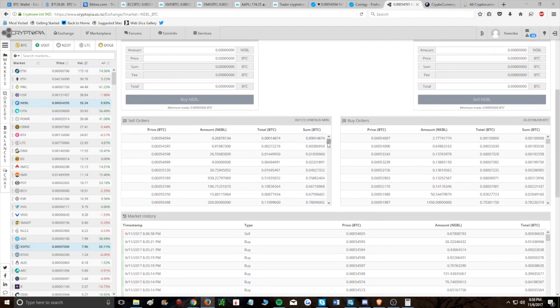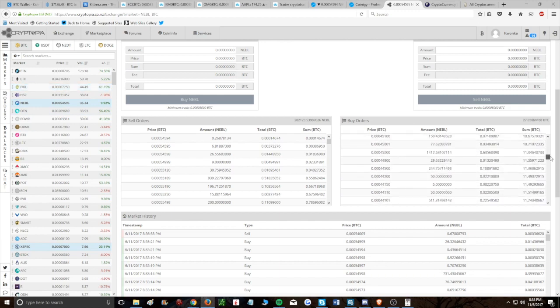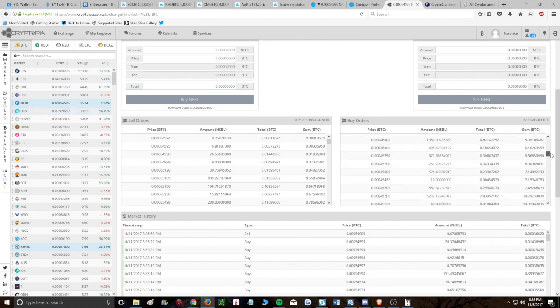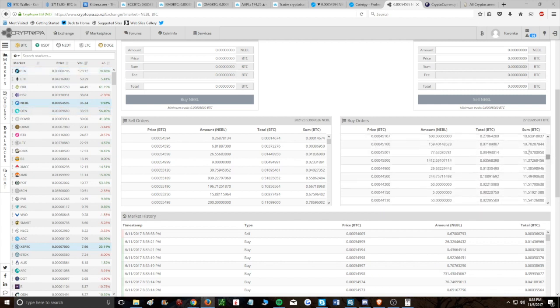And down here, I do like being able to see this because I could scroll down and see the buy orders. Where's the big money sitting? It adds up all these orders together. So, for example, to hit 45,000, someone would need to sell 11.372 Bitcoin total in order for the price to get all the way down to 45,000. And that's if nobody else jumps in on the bid.